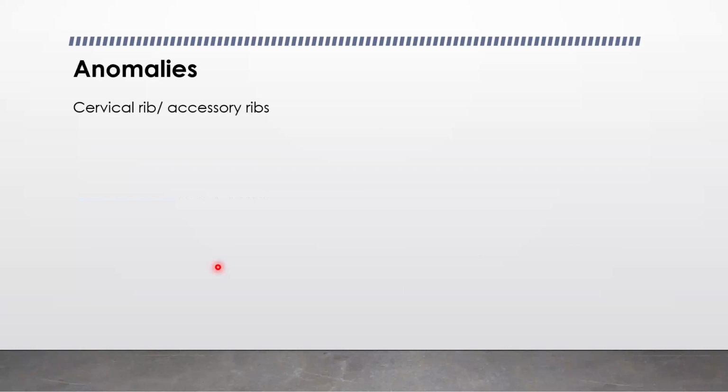Anomalies of the ribs: remember, we have 12 pairs of ribs, that is 24, in both males and females. We can have excess. We can have cervical ribs, or accessory ribs. For cervical ribs, there are accessory ribs found in the neck region. So you can tell that person will have more than 24 ribs.